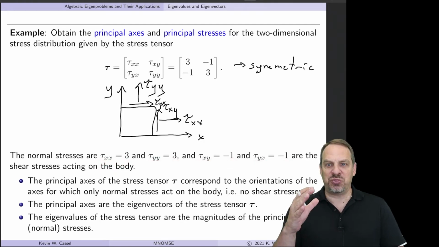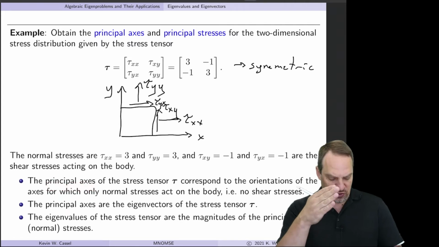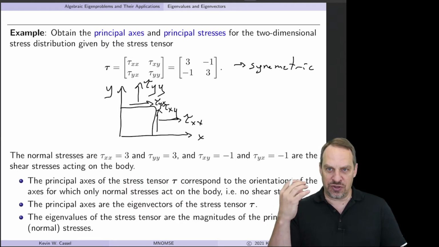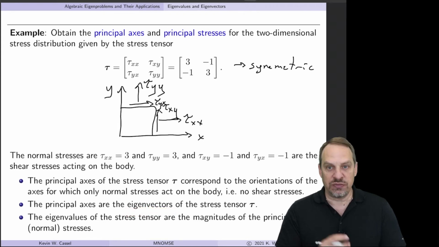All right, so we discussed this briefly in the last video, but let's just remind ourselves what we're looking for. So the principal axes, those are the directions that we get from the stress tensor by finding the eigenvectors, and gives us the orientation with respect to which we only have these normal stresses, no shear stresses. And again, those are the eigenvectors of the stress tensor, as we proved last time.